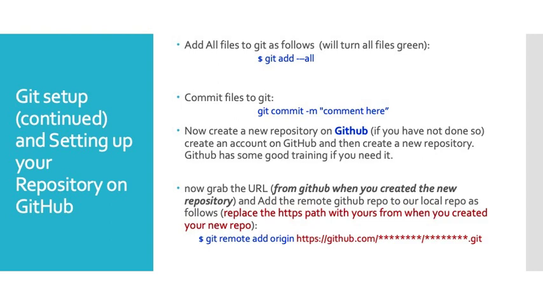Now, grab the URL from GitHub when you created your new repository and add the remote GitHub repo to your local repo as follows. You see the git remote add origin, and then the path is that URL that you will have on GitHub when you create your new repository. You want to put that there.